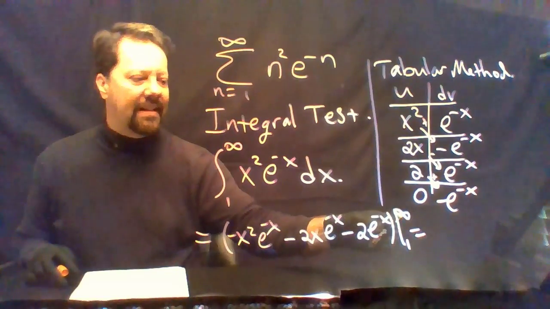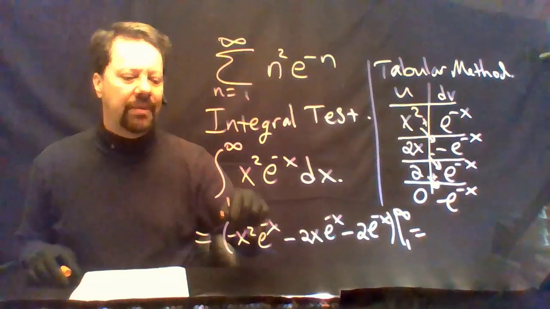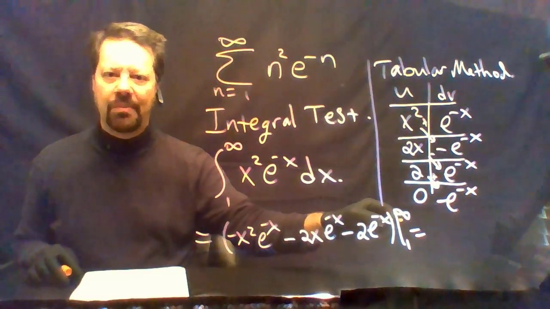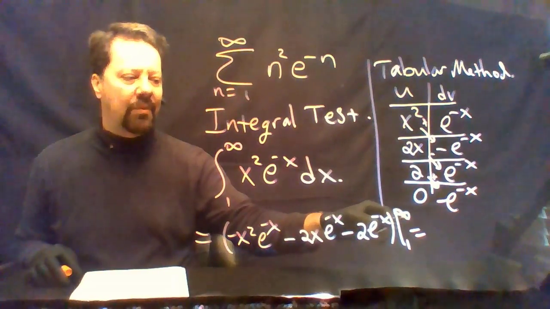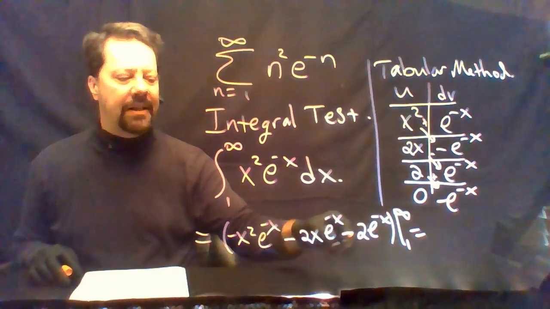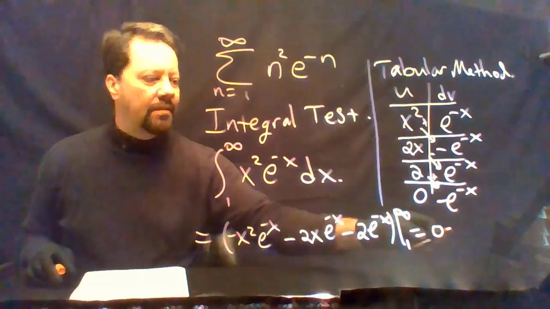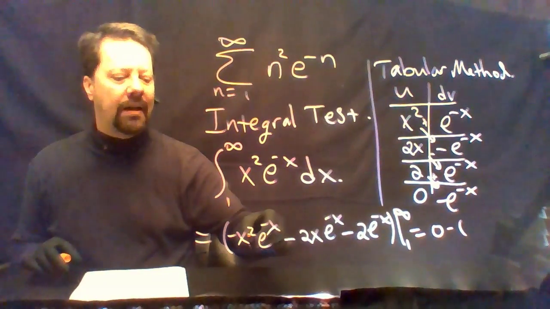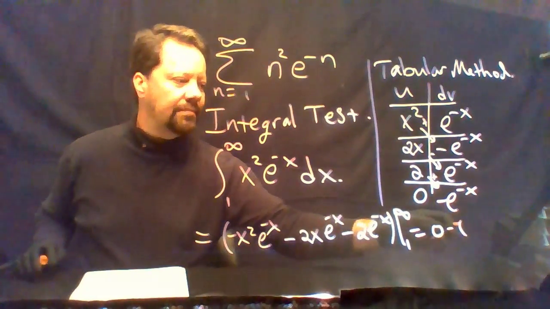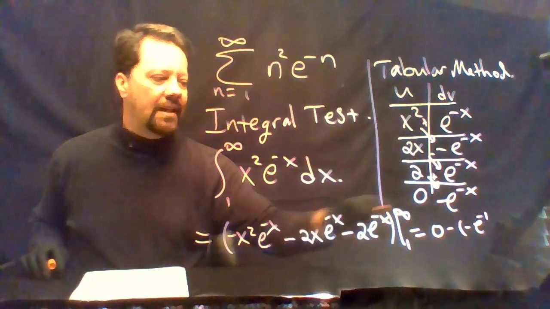Technically this is an improper integral, so we should take the limit as the upper limit goes to infinity, but I assume that you are savvy enough to figure out how that works out. As x goes to infinity, exponential decay will beat the polynomial growth, and we'll get 0. Subtract what we get when we plug in 1. That's going to be negative e to the negative 1, minus 2 e to the minus 1.